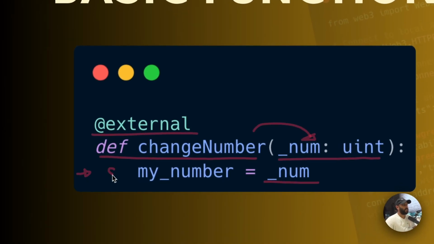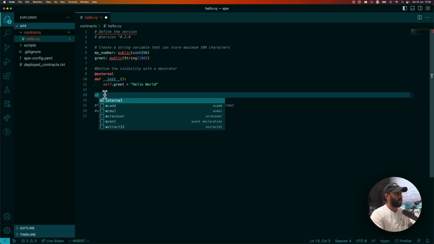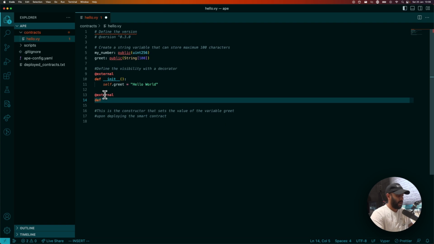Can you see it? This is supposed to be self.myNumber. All right, let's go back to our contract and write up a function to change the value of my number. Inside my smart contract, I'm going to define the visibility first. Then I'm going to give my function a name, call it change number. And then we need to pass a parameter, pass an argument.